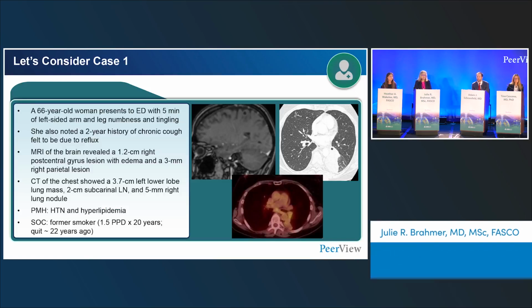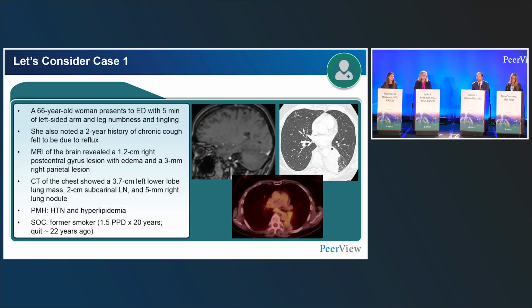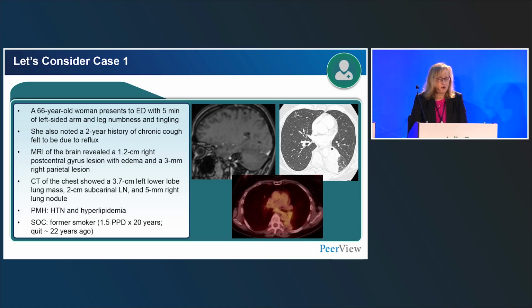So this is a case of a lady who presented in my clinic. She originally presented to the emergency room with a 5-minute history of left-sided arm and leg weakness and some tingling. So she thought she was having a stroke. And she had also noted a 2-year history of a chronic cough, but was told by the pulmonologist who saw her that they felt it was most likely due to reflux.